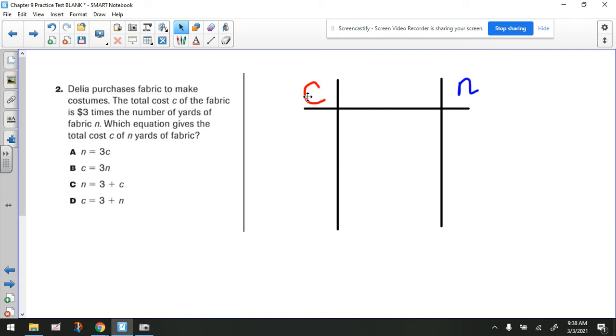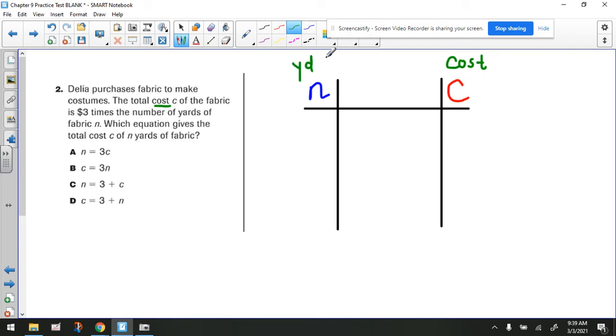So give that some thought, and hopefully you realize that it's really how much fabric you order that is going to affect the cost. So this would be the independent variable and this would be the dependent variable. Not a bad idea also to write the words. So see how they say cost C? Let's just put that over here so we keep track. And N is standing for the yards of fabric. So let's just put that here, yards of fabric.